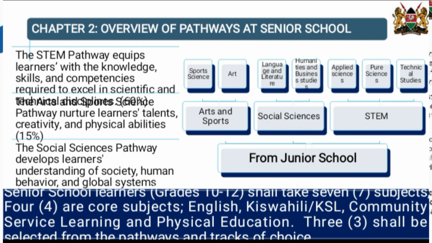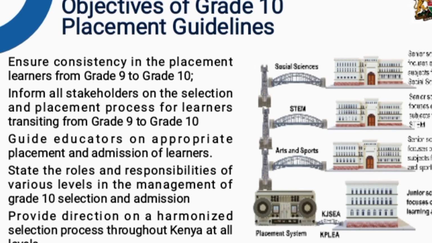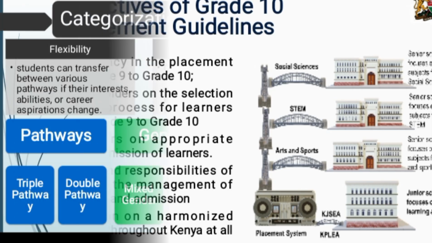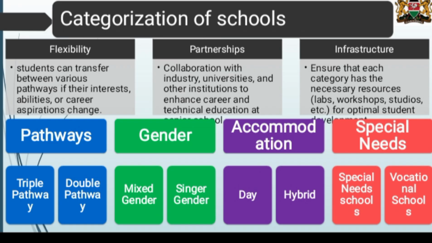So also let's talk about categorization of schools at senior level. So here you find that schools will be categorized according to the following areas. We have flexibility of the school, we have partnership, and then infrastructure. Apart from those, also we have the pathways, we have the gender, accommodation, and special needs.